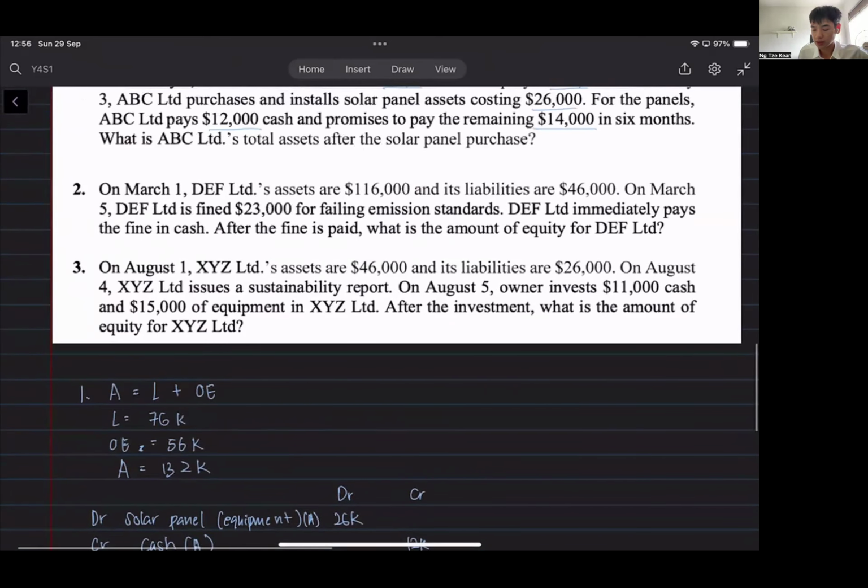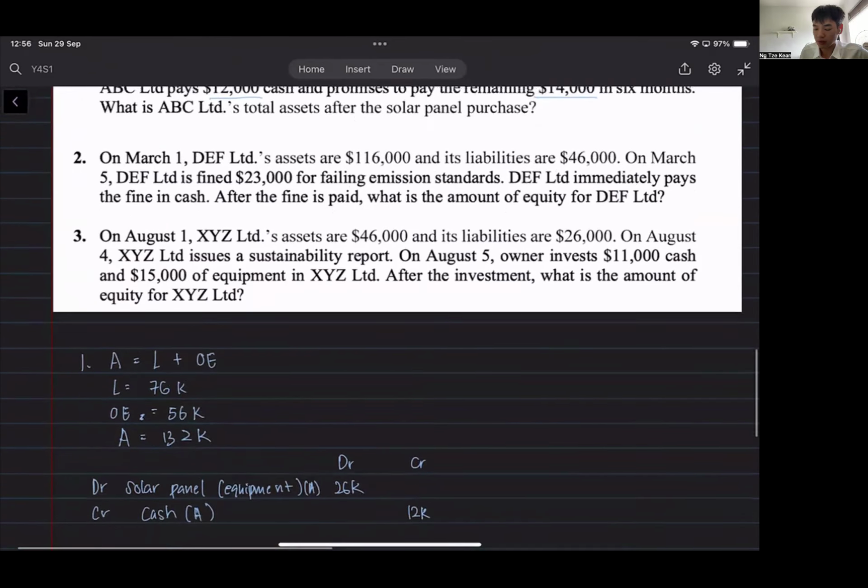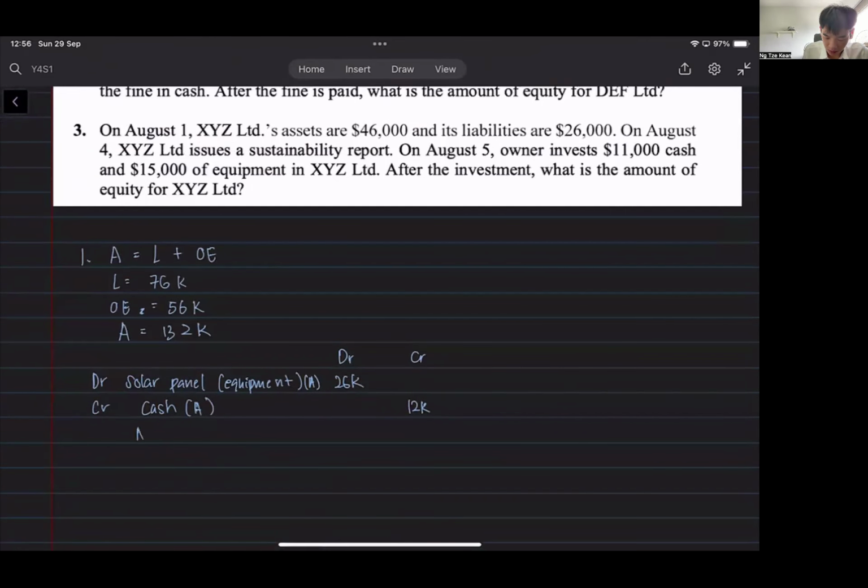Right, and you promise to pay the remaining 14K. So the 14K will be a liability. So we know that it's a note payable and it's a liability. So to decrease a liability, you debit, and to increase it, you have to credit the liability. And it's 14K. So it perfectly balances out.